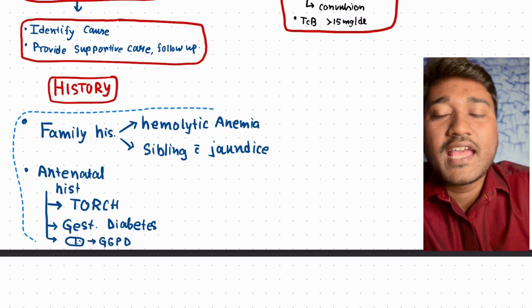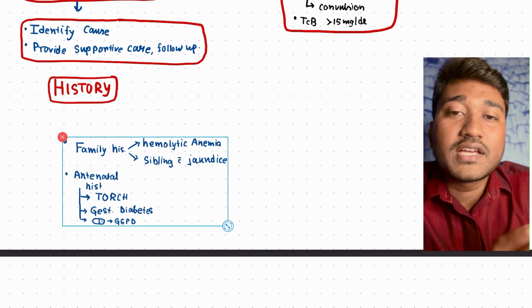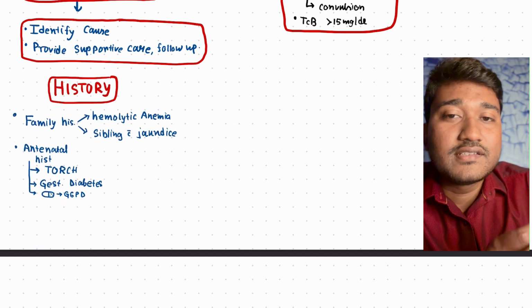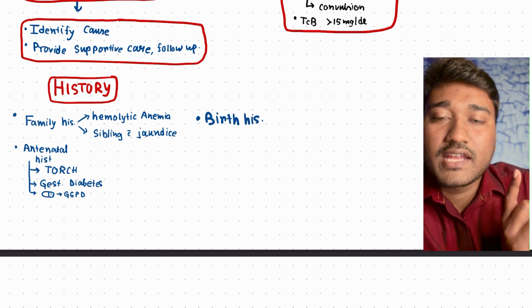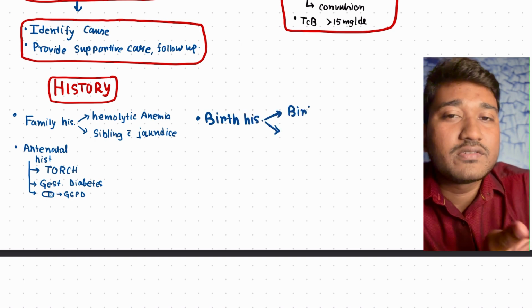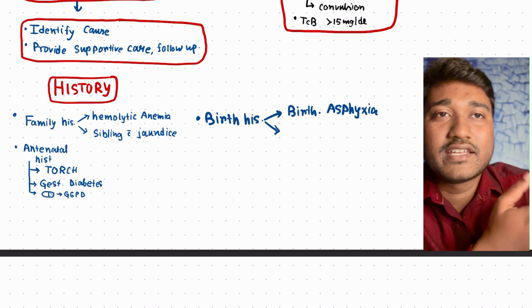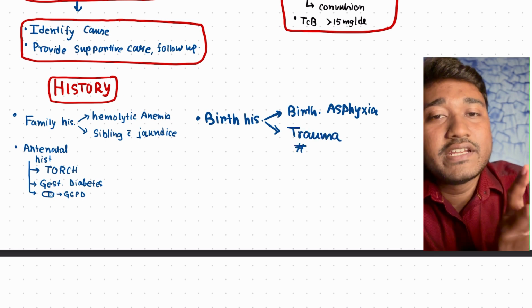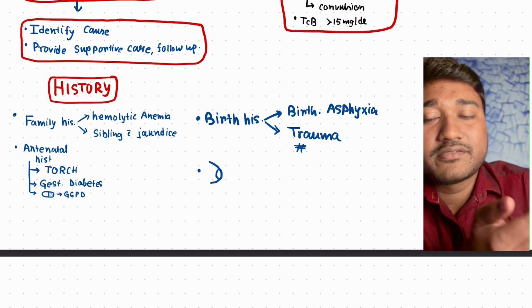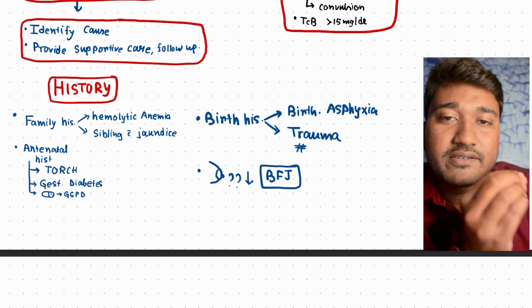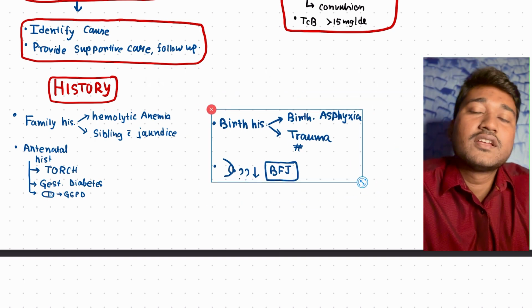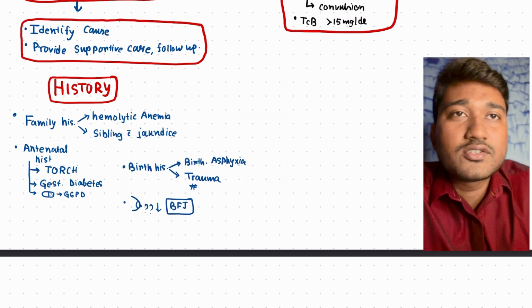Okay. And also another history from the birth history. This is also very, very important. If birth asphyxia is present or not, and also birth trauma, which can eventually lead to cephalhematoma or like that. And also breastfeeding, that is history of breastfeeding. If there is reduced feeding, there is BFJ, that is breastfeeding jaundice. So these are common things you'll ask in history.